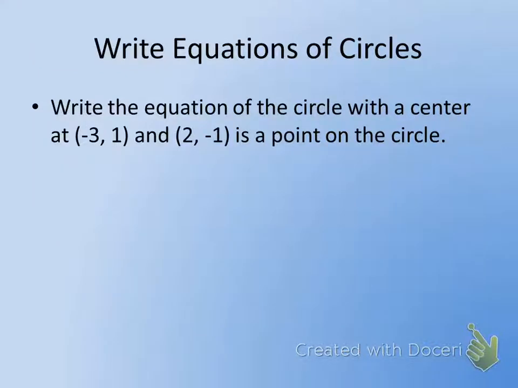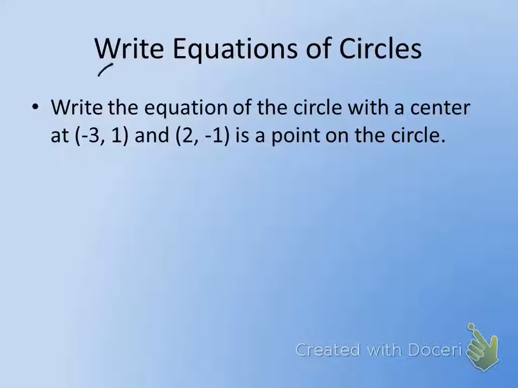So the first type of equation starts with this. Write an equation of the circle with a center at (-3, 1), and (2, -1) is a point on the circle. So we're going to write the equation of a circle centered at (-3, 1), and (2, -1) is a point on the circle.